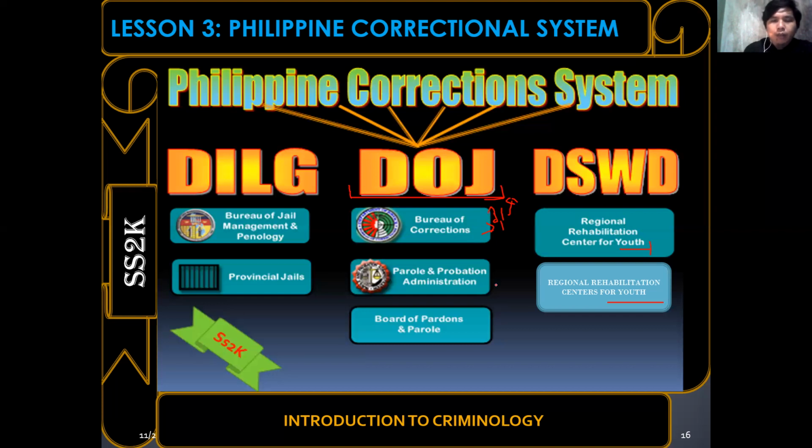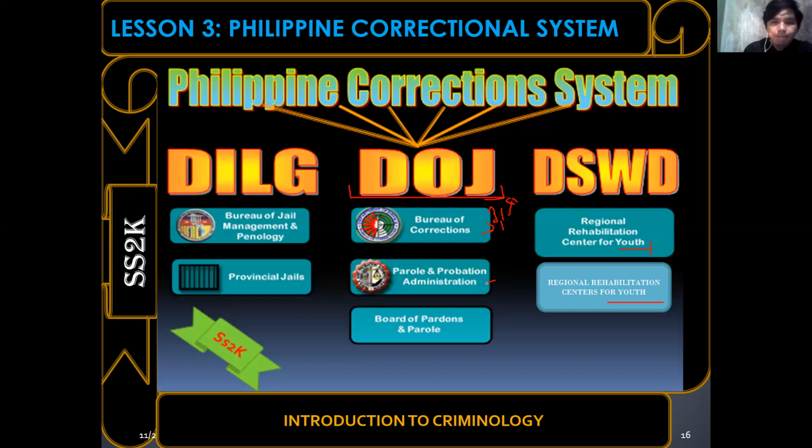Okay, then we have also the Parole and Probation Administration. Sila po yung nagsusupervise ng pong mga parolee, pardonee at mga probationer. Okay? So yung pong nag-undergo ng tinatawag po natin na non-institutional treatment or non-institutional corrections ay under ng supervision ng Parole and Probation Administration. So, lahat po ng mga pardonee, parolee, at saka probationer, sila po ang sumusubaybay. Sila po ang nagsusupervise, yung Parole and Probation Administration.